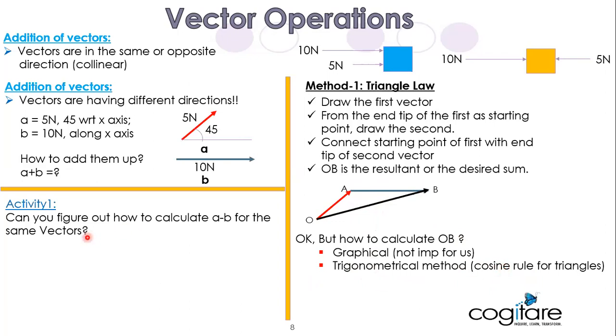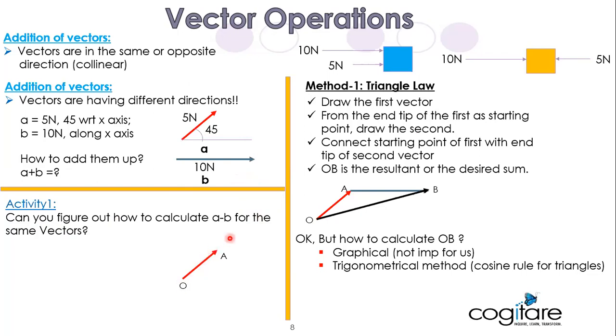Now there are two activities for us. The first one is, can you figure out how to calculate A minus B for the same vectors? Pause for a minute and think. We did A plus B. Do you know how to do A minus B? Well, if you figure it out, you're on the right track.